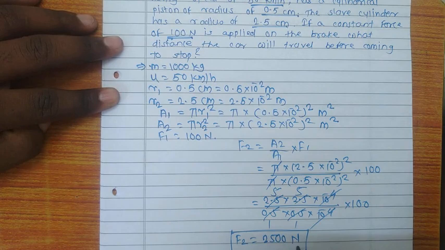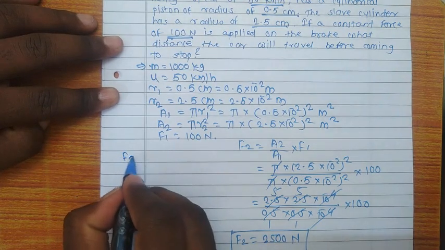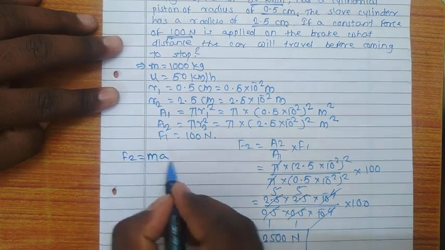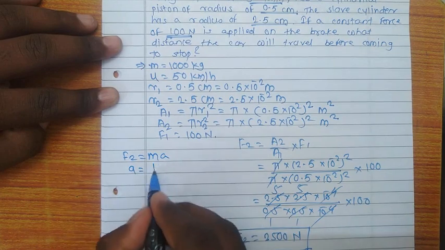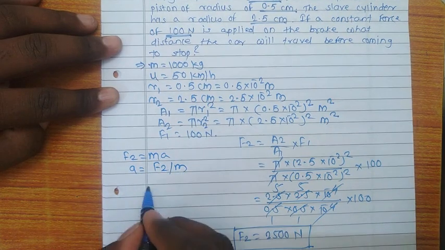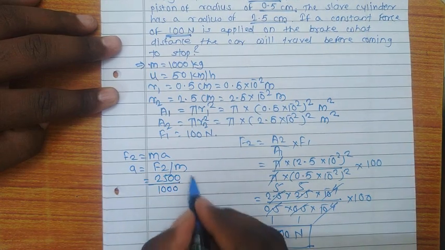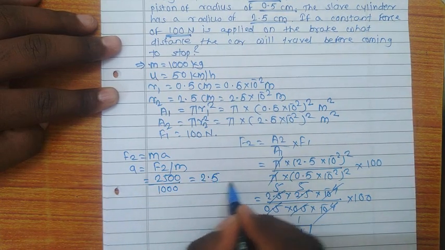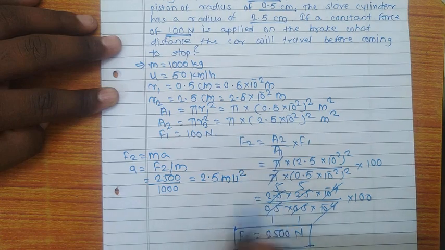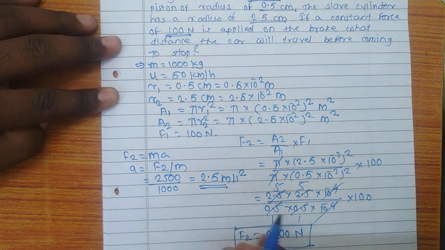F2 is 2500. So we know that F2 is equal to mass into acceleration. So acceleration is going to be F2 upon m, which will be equal to 2500 upon mass 1000, which will be equal to 2.5 meter per second square. So this is our acceleration of the car.